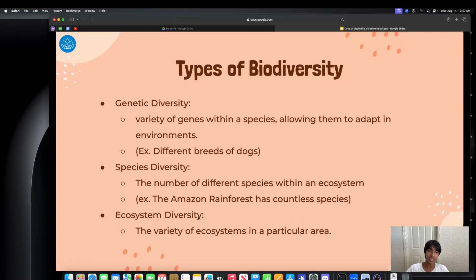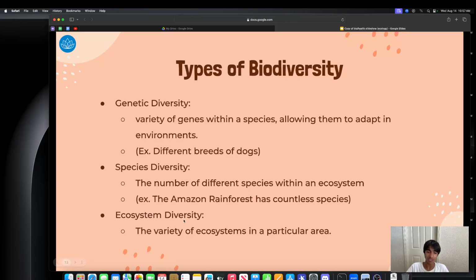And then there's genetic diversity, which is a variety, meaning a difference of genes within a species, allowing them to adapt in environments, such as different breeds of dogs. And species diversity is the number of different species within an area, such as the Amazon rainforest, which has countless different species. I think it's known for that.